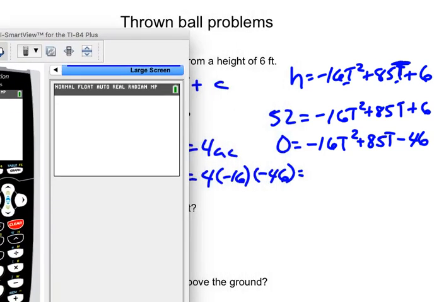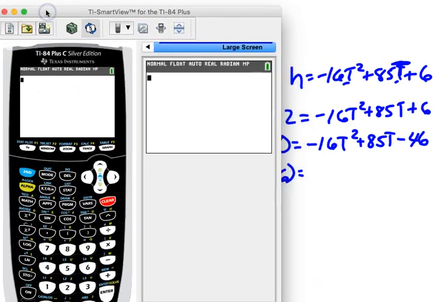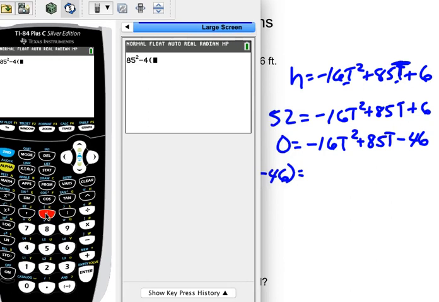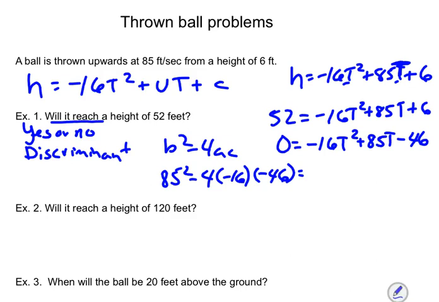Okay, so I had 85 squared minus 4 times, just going to put a parenthesis there if it'll allow me, there we go, negative 16, and then times negative 46. And when I press equals, I find out that I get 4,281. Well, that's a positive. That's greater than 0. So it does reach that height.